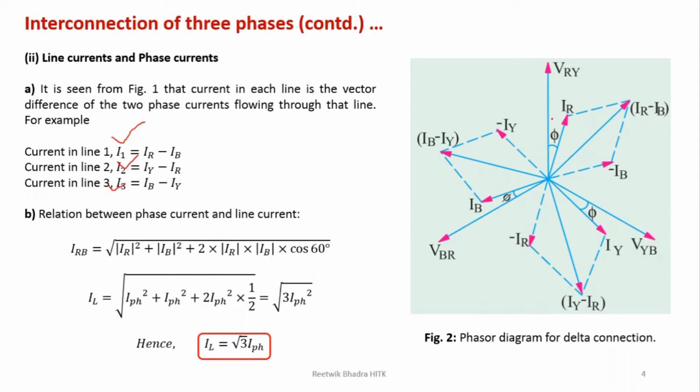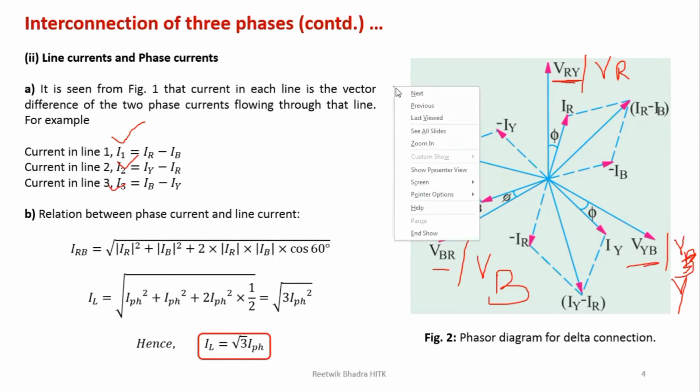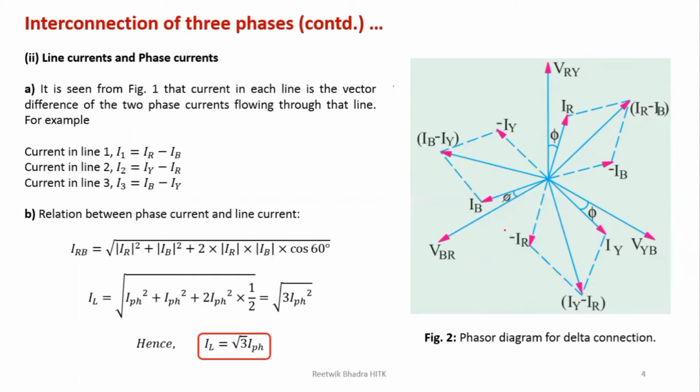Now since VL is equal to VPH, this is VRY, this is VYB, this is VBR. You could have written VR also, no problem, because line voltage is equal to phase voltage. This as VB, this as VY, so you could have written in terms of phase voltage, VR, VY, VB, or over here as it is, written in terms of line voltage VRY, VYB, VBR. Because both are the same, there is no problem in writing any of the voltages.